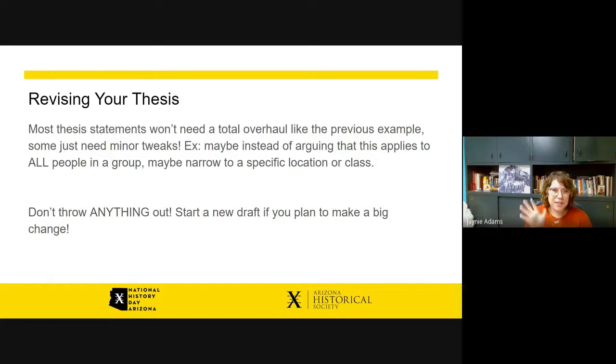This is a little advice from one historian to another. Do not throw anything away. Do not delete drafts. Do not delete paragraphs. If you're going to make a big change, start a new draft.